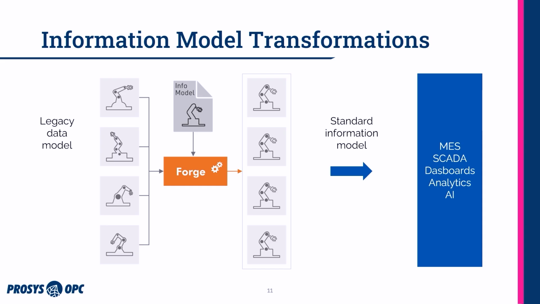And the idea behind the information models is to standardize. Like in this picture, you see we can have robots that all have their own information model. They are vendor specific. They all maybe have the same features, but they still look very different. Now, within Forge, we can bring in a standard robot model and reform the data from the legacy models, and then make them all look the same, follow the standard robot model. And then this information can be made available to higher-level applications like MES, SCADA, dashboards, analytics, and AI, for example.